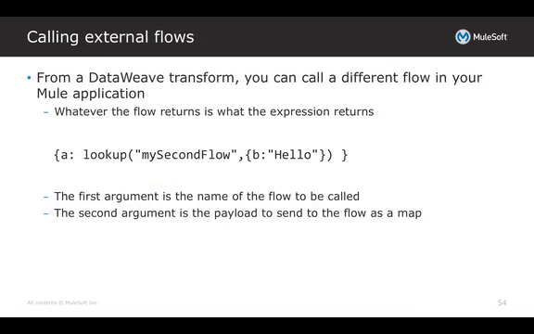From a DataWeave transform, you can call a different flow in your Mule application as well. Whatever the flow returns is effectively what the expression will return. So in this case, you can see A, and then the lookup keyword. Inside of lookup, we can specify the flow that we want to use as the left argument, and then the right argument being the actual item we want to pass through it. So the first argument, again, is the name of the flow to be called, and the second argument is the payload that we will send to the flow.